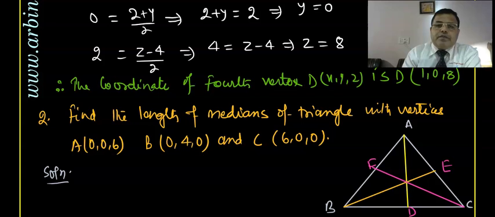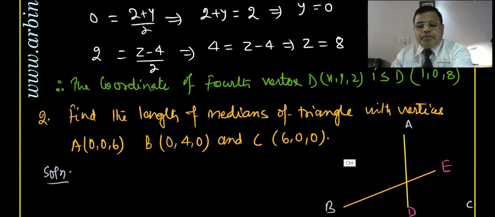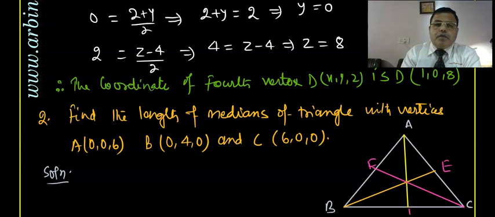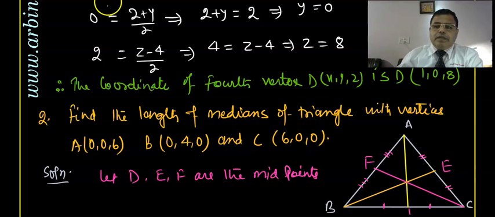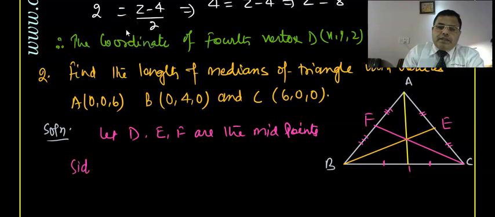Since medians divide the sides into two equal parts, D, E, F are the midpoints of sides BC, CA, and AB respectively.